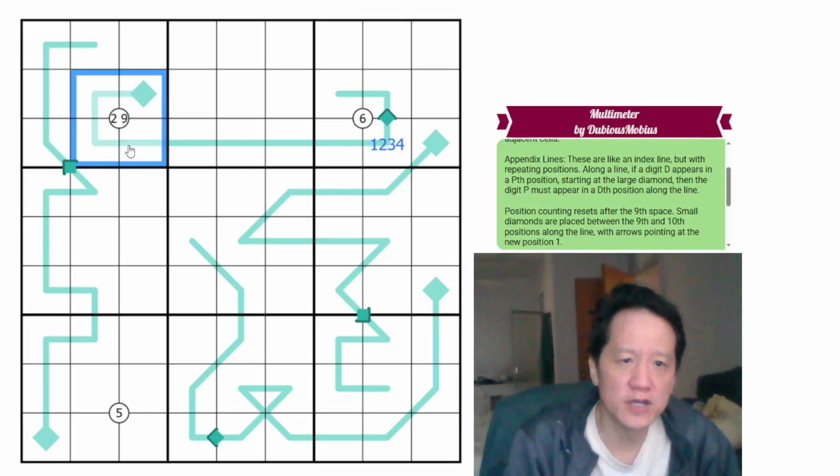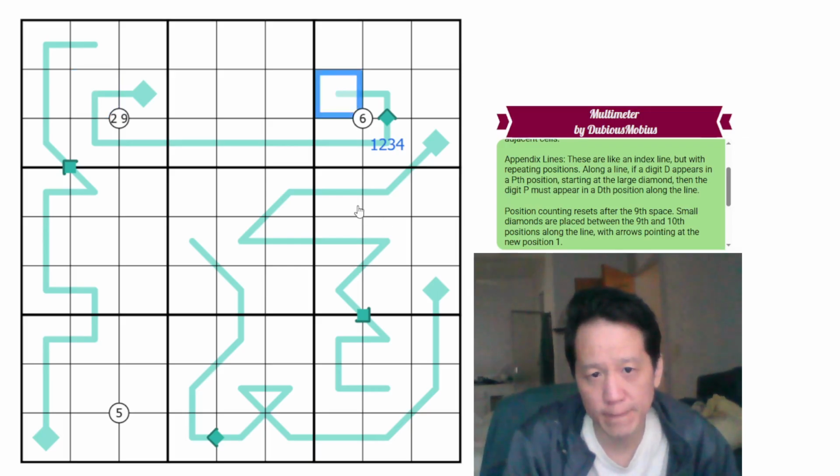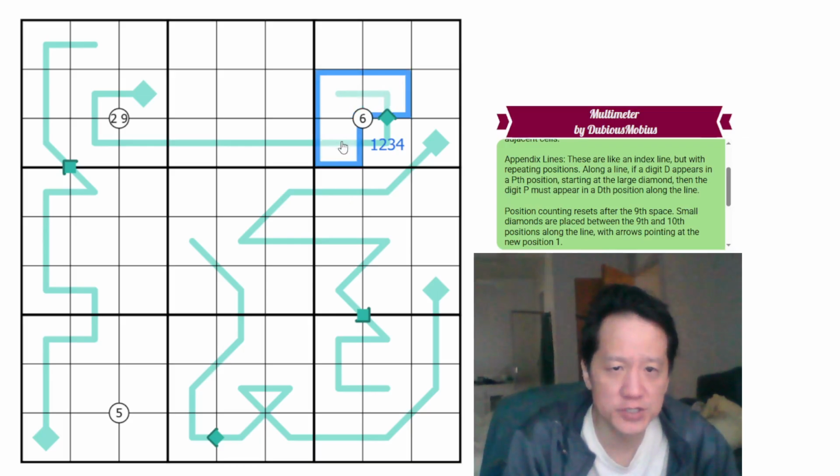This is also saying a 2 for the 2 position. It's 1, 2, 3, or 4. But it could be either this 2 or this 2. We're not sure which. We also know there's a 6 in one of these 3 positions.